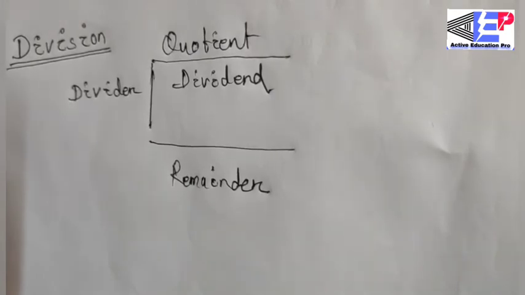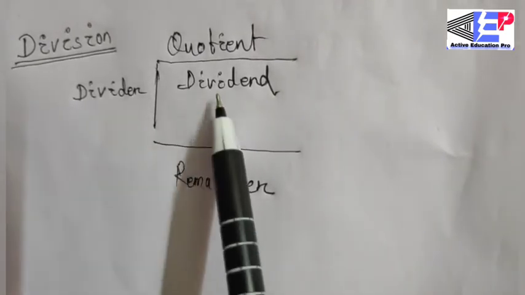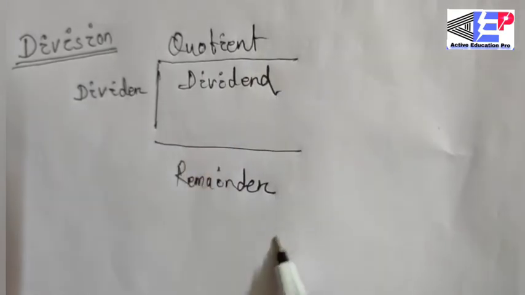Today's topic is division. In this video I am going to tell you how to divide polynomials by polynomials. First of all, I am going to tell some basic rules on division. As you know, in division we have four parts: divider, dividend, quotient and remainder. Here these are the four parts. This is divider, this is dividend, this is quotient, and this is remainder.